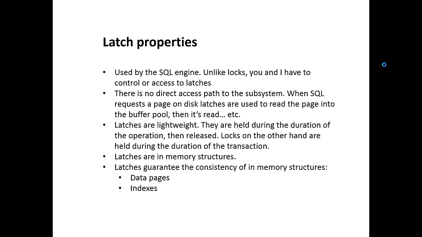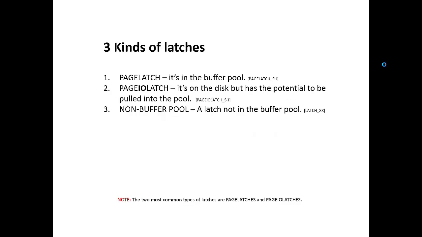All right, so latches guarantee the consistency of memory structures. Yes, they do. Data pages, indexes. So the good part is there are only three kinds of latches. And there are only really two that we're going to see in the wild, so to speak. So we've got the page latch. It's in the buffer pool. And you can see there's an example page latch share. The second one is the one we see most often when we're looking at wait stats, and that's because the vast majority of subsystems out there are the point of contention in SQL Server. So that's the I/O. Notice the I/O in the middle. So that's a page I/O latch. It's on the disk, but has the potential to be pulled into the buffer pool.